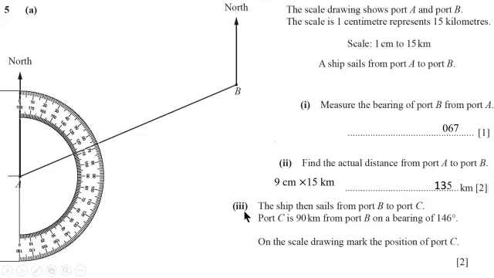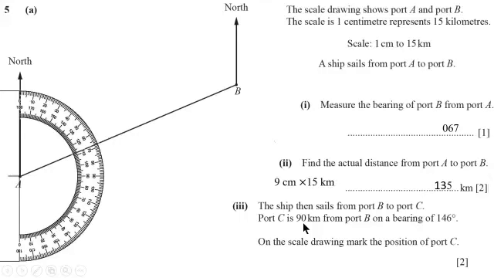The third item, the ship then sails from port B to port C, another port. Port C is 90 kilometers from port B on a bearing of 146 degrees. On the scale drawing, mark the position of point C. We have now two pieces of information about C. The first one is the length of BC, which is 90 kilometers, and the second one is the bearing of C from B.